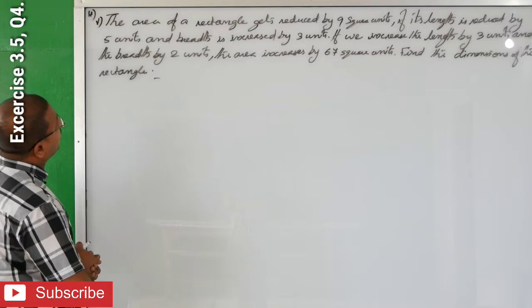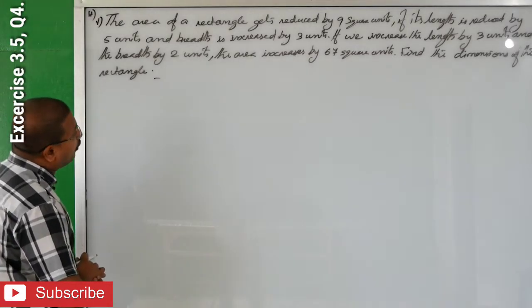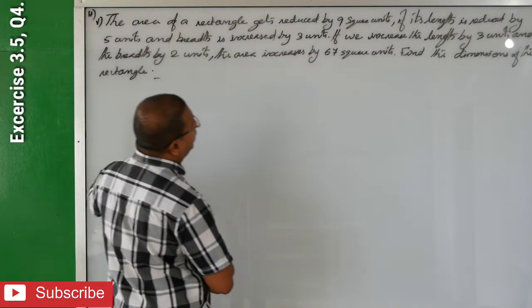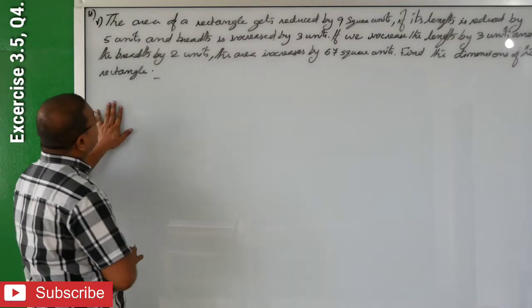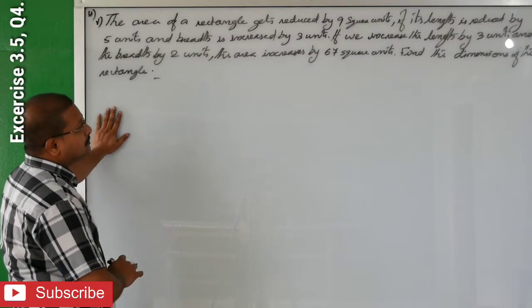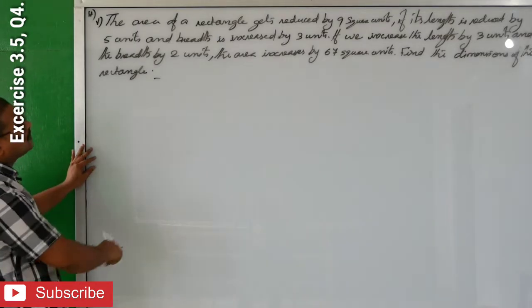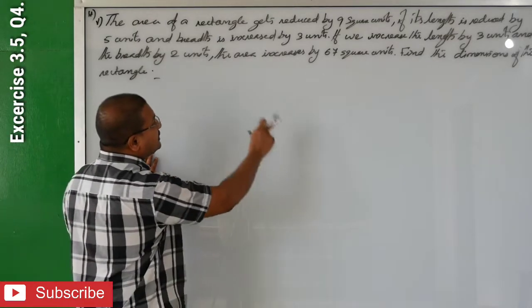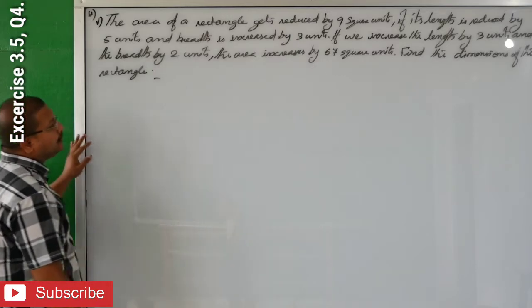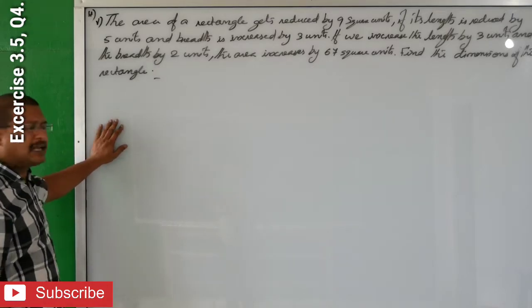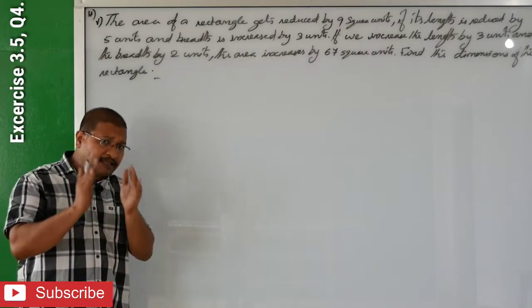The area of a rectangle gets reduced by 9 square units if its length is reduced by 5 units and the breadth is increased by 3 units. If we increase the length by 3 units and the breadth by 2 units, the area increases by 67 square units. Find the dimensions of the rectangle. Dimensions of the rectangle means length and breadth, isn't it?